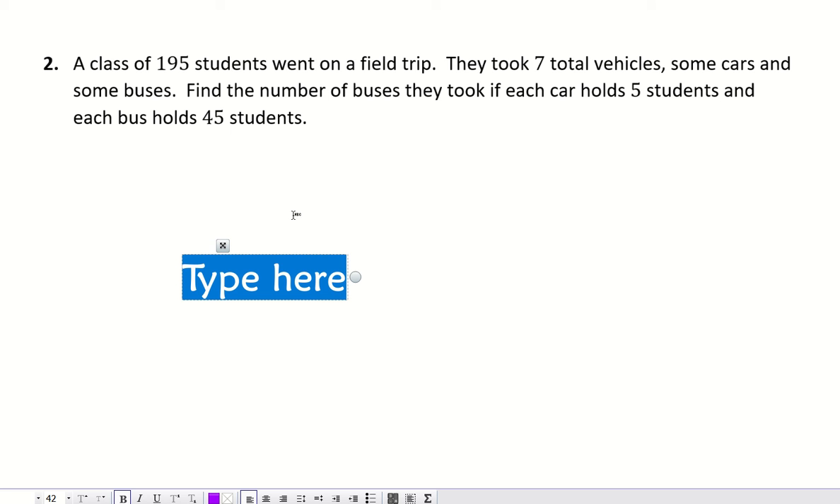So what's unknown is the number of buses, which we'll call B, and what's also not known is the number of cars, which we'll call C. Now, I do know that when we total the number of buses and the number of cars together, it's supposed to equal 7. There were 7 total vehicles. So there's one equation that helps tell the story.